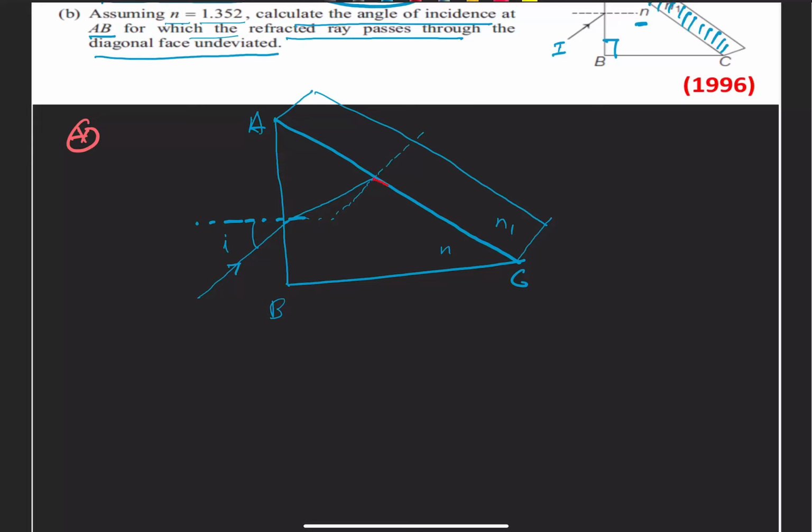So let us suppose it just moves along the AC. So this will be our path of the ray, and you can see this is our refracted angle, that is R. Let us call this point M, this point N, and this point P. And these two angles are of 45 degrees. So this is also 45 and this is also 45. These are the refractive indexes.